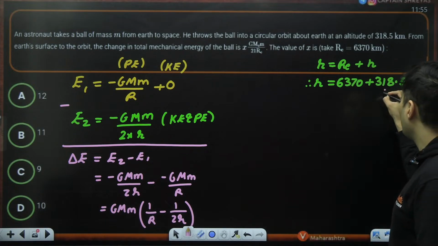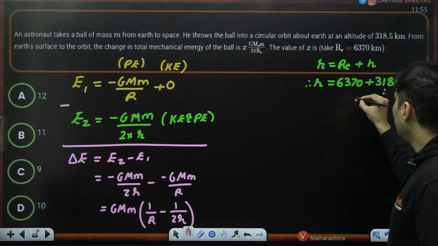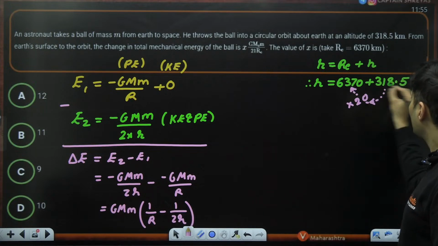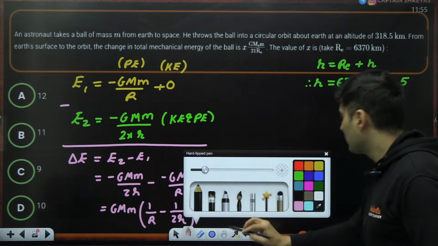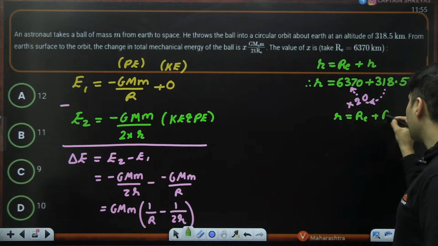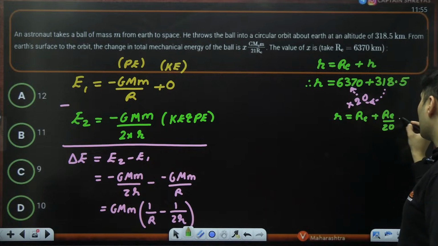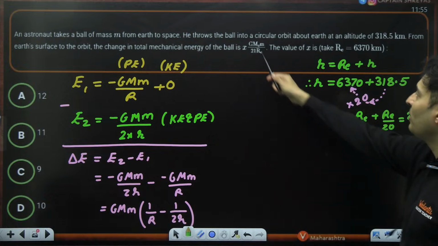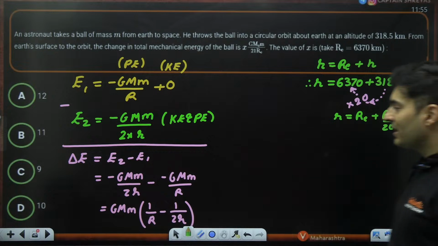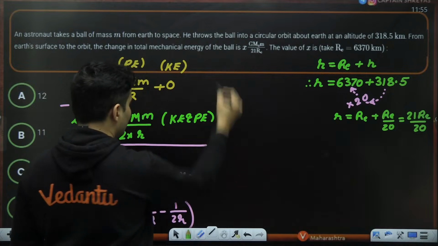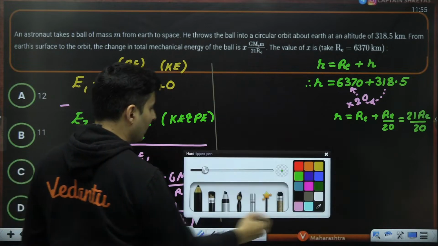Approximately, if I multiply by 20, I will get this from this. So this is 1 by 20 of it. So 100% I can write small r as Re plus Re by 20, which is 21 Re by 20. Maybe that's why the number 21 has come. Now it makes all sense. So now we can solve the remaining part of the question.